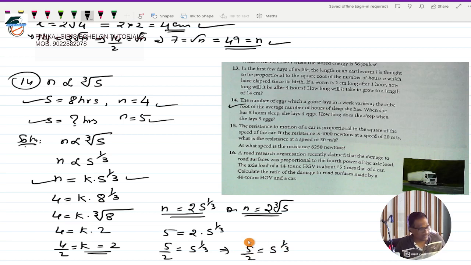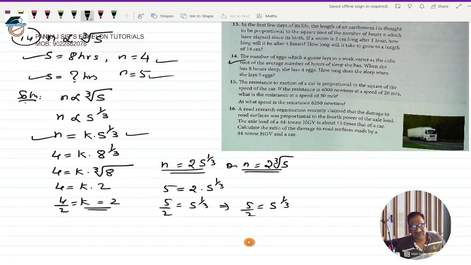So now I want to find out s. Now see what I'm going to do. If I want to find out s, what I will do is, here 5 upon 2 I will raise it to 3, and s raised to 1 by 3 also I'll raise it to 3.